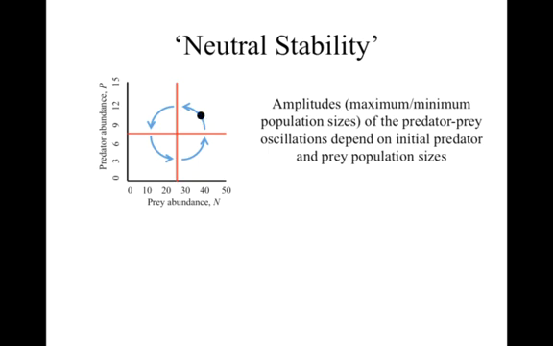So if I start the system on this circle, it will go round and round and round on this circle forever. But if I started with more prey and more predators, if I just put more prey and more predators in the system at the beginning, it would go around and around on a different circle. And if I started with less prey and less predators, it would go round and around on a smaller circle. And so that's neutral stability. Wherever you start is kind of the circle you're stuck on forever and ever and ever.